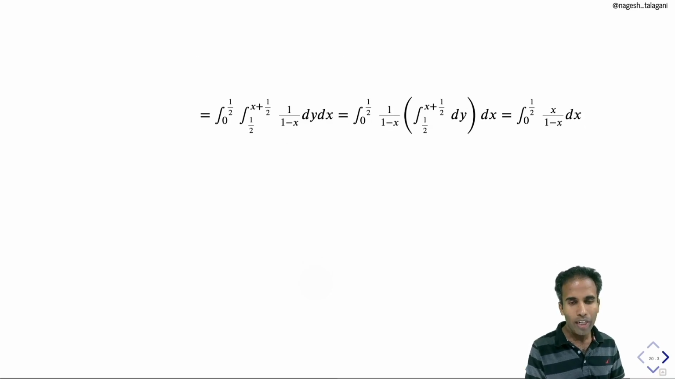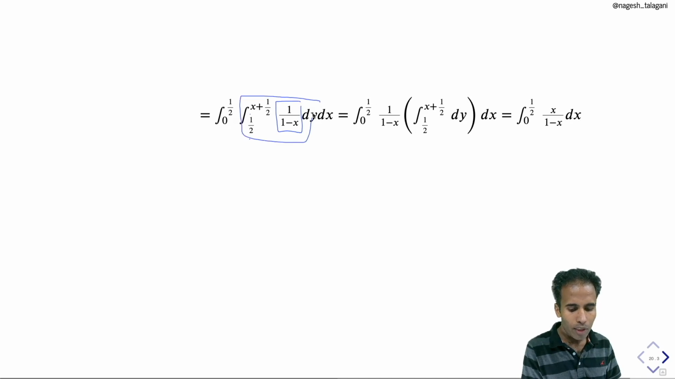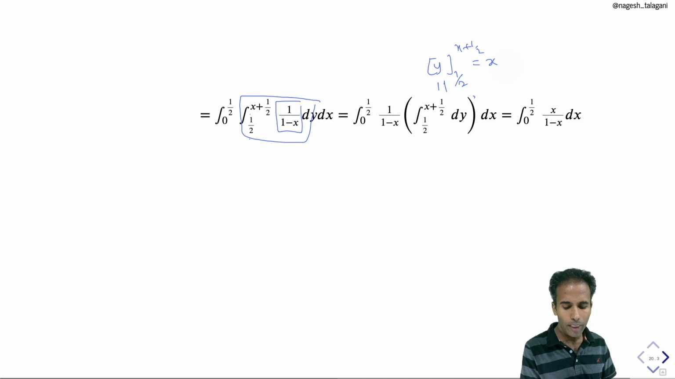So our joint PDF is 1/(1-x). Our y limit is going to be 1/2 to x + 1/2. First we are integrating with respect to y. Our x limit is going to be 0 to 1/2. Since we are integrating with respect to y, 1/(1-x) comes out. If I integrate this, I get the integral of y with the limits 1/2 to x + 1/2. This gets simplified to x.